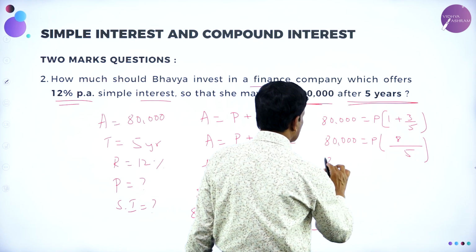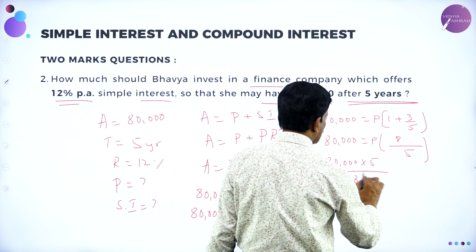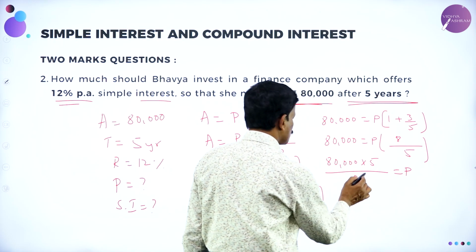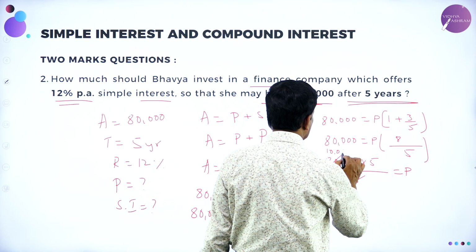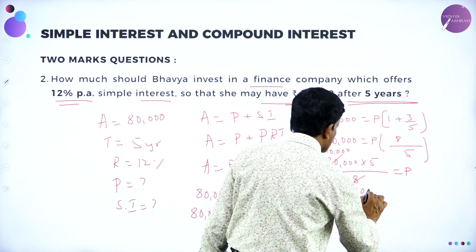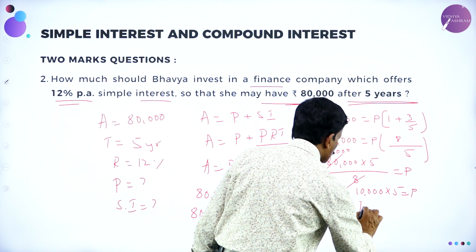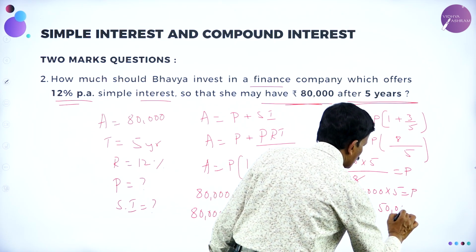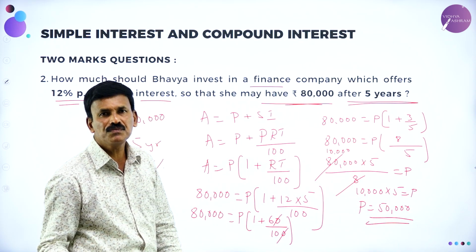Now cross multiply. 80,000 into 5 divided by 8 is equal to P. So 8 tens gets cancelled. That is 10,000. 10,000 into 5 is equal to principal. 10,000 into 5 is nothing but 50,000 rupees. So the principal is rupees 50,000.